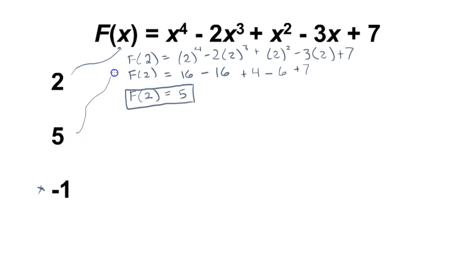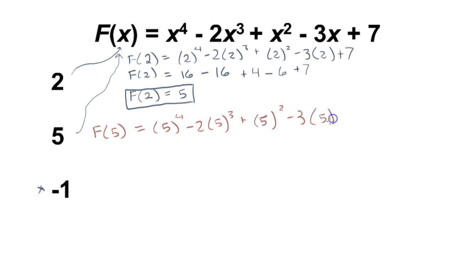Let's do the same with this 5, and I'll change colors to do that. So if we want to evaluate our function for 5, or find the f of 5, we're going to replace x everywhere in our function with 5. So this is a slightly larger number, and of course you can use your calculator to help you out if you have one. We're going to get 5 to the 4th, which is going to be 625.